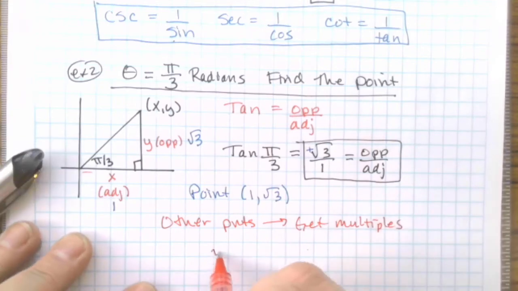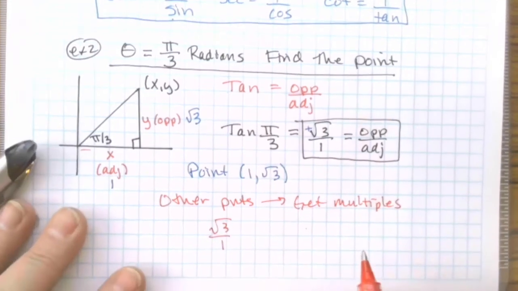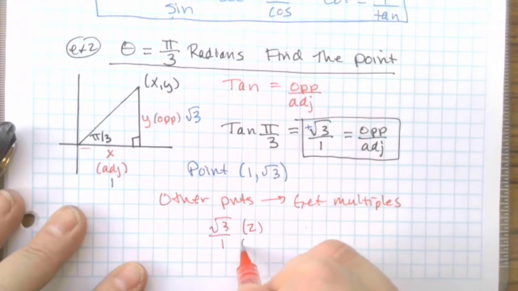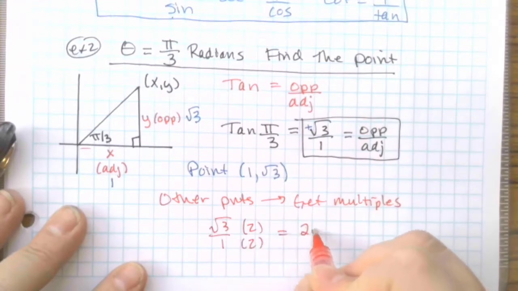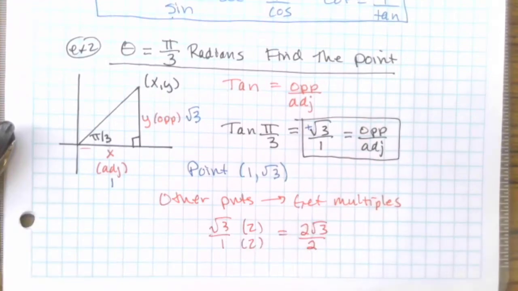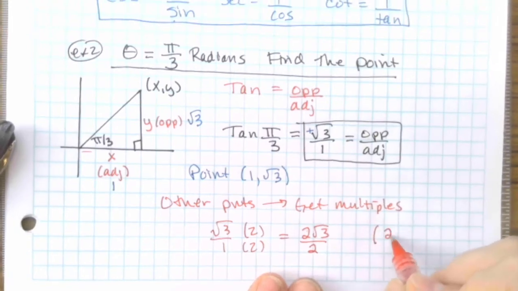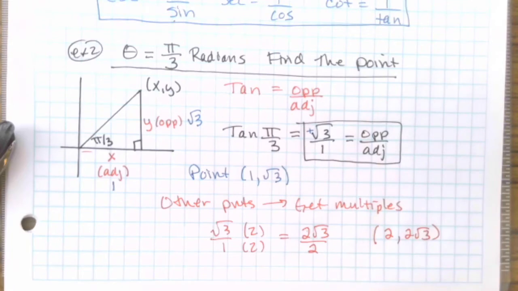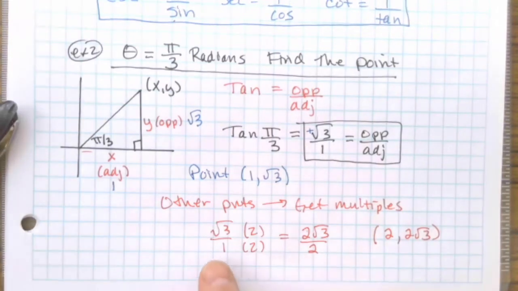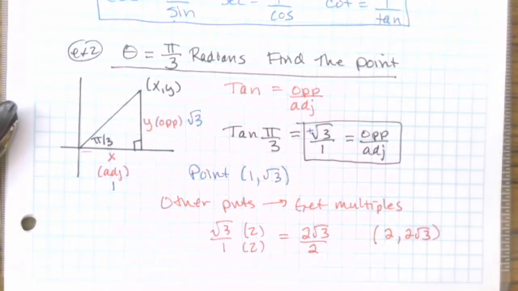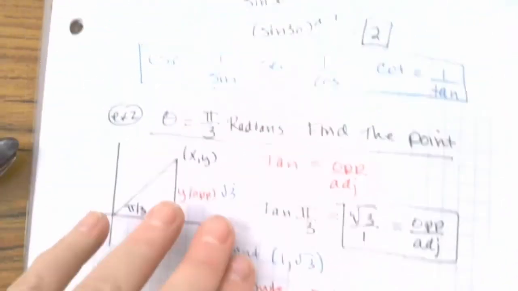So it's like you take the radical 3 over 1, you can multiply it by any multiple you want, 2 over 2, that's 2 radical 3 over 2, which would then be the point 2 to the right, 2 radical 3 up. So that's how you get multiples of the same point, is simply by multiplying the ratio by what multiple you want. Okay, flip the page. We're going to go to more of a story style problem. So this is example 3.